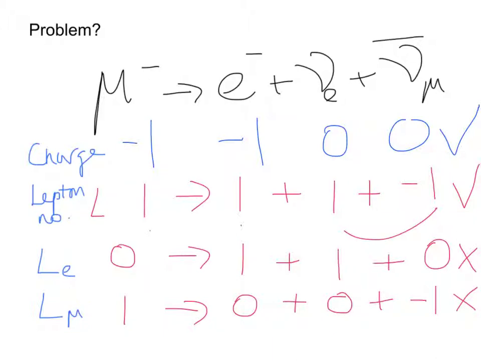So if you have muon decay, you need to split up your lepton numbers into electron lepton numbers and muon lepton numbers. If it's something to do with an electron, it will have an electron lepton number. And if it's something to do with a muon, like a muon neutrino or a muon antineutrino, then it would have a muon lepton number.